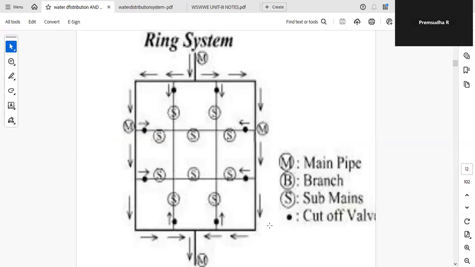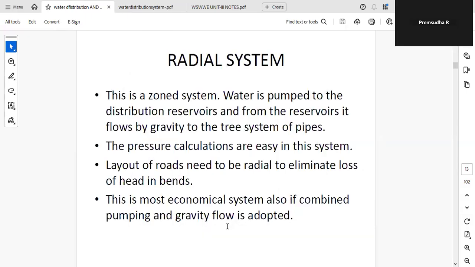Here you can see the ring system. Here on the outer periphery there is the main, then the inner submains are there, and the cut-off valves in both the directions. The next is the radial system.